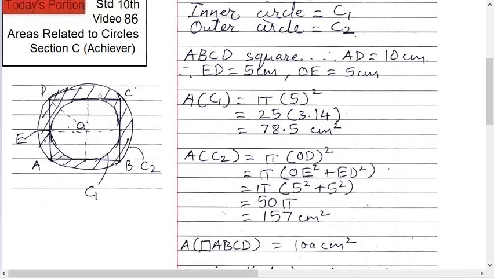The inner circle, meaning the inscribed circle, we have found out now. Now the circumscribed circle means this outer one. For that you again need the area. Now what is the area? OD. See here, OD is the radius of the outer circle.